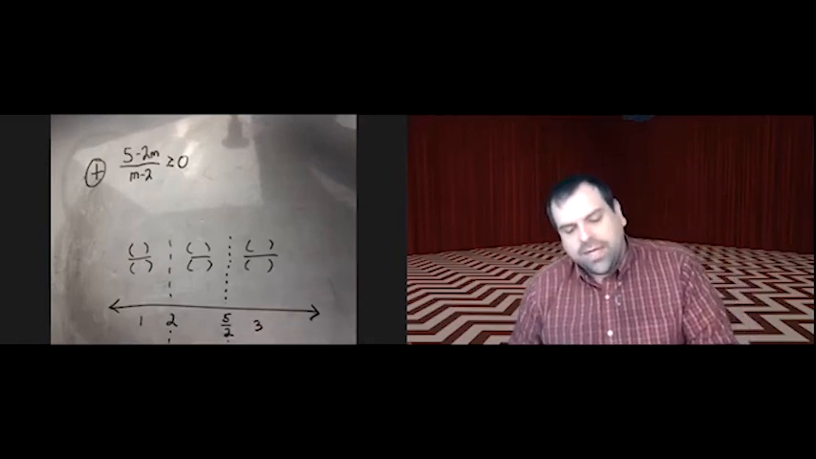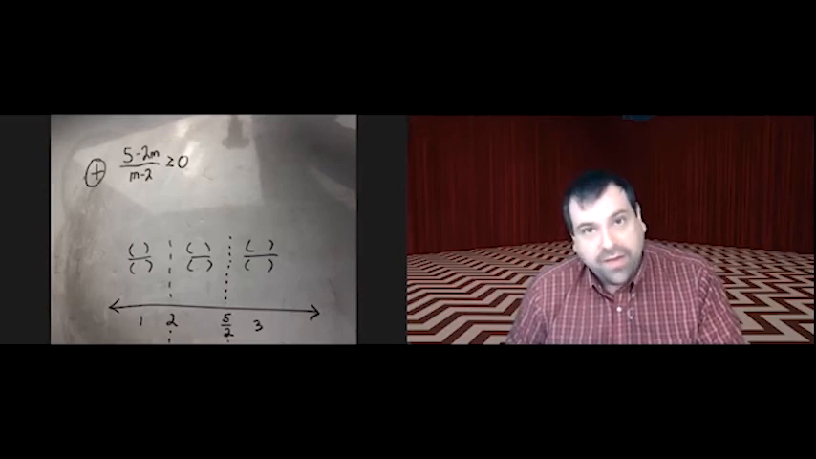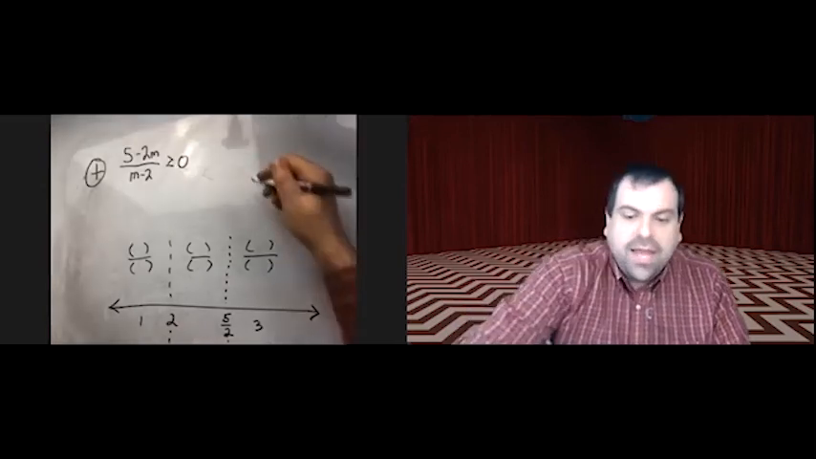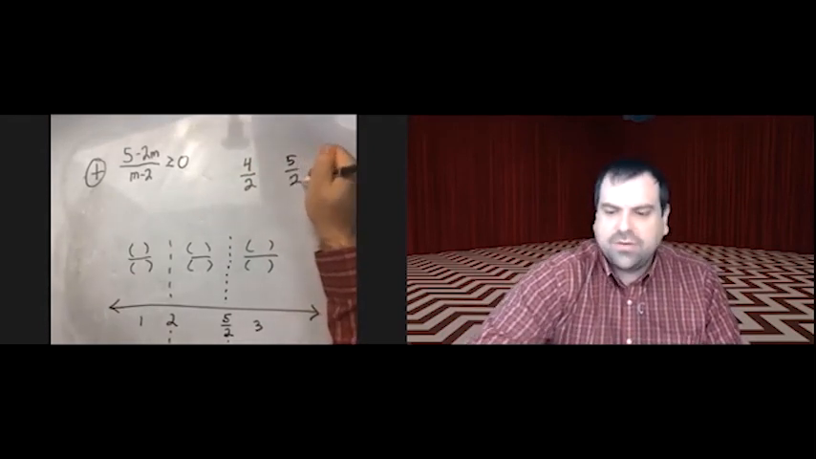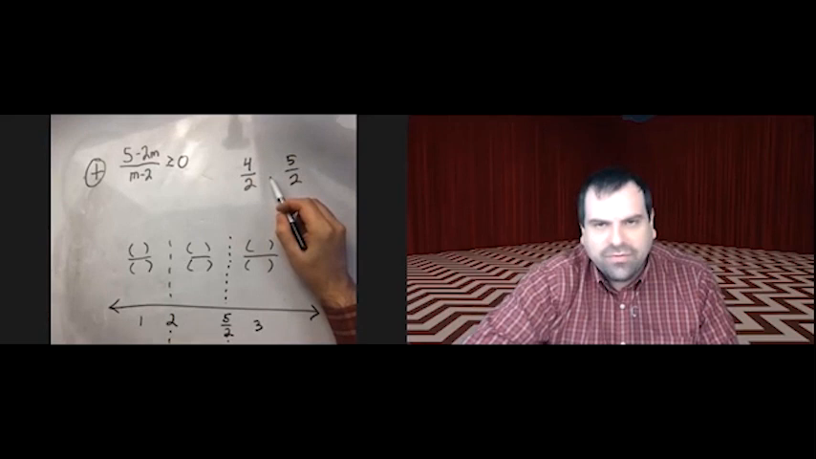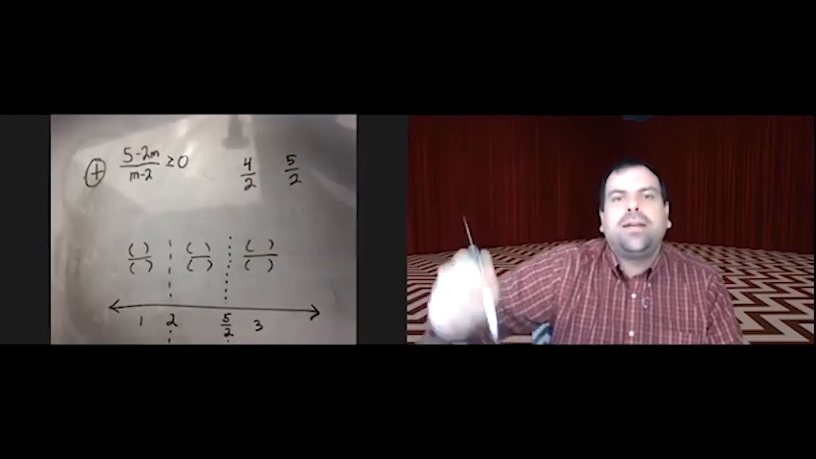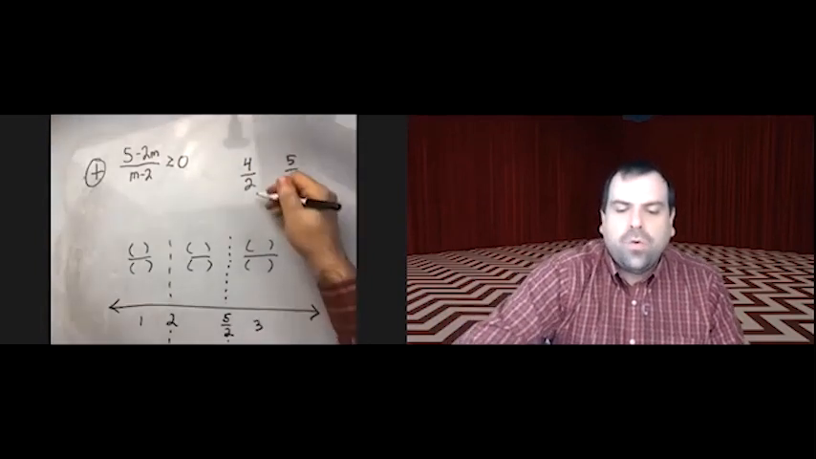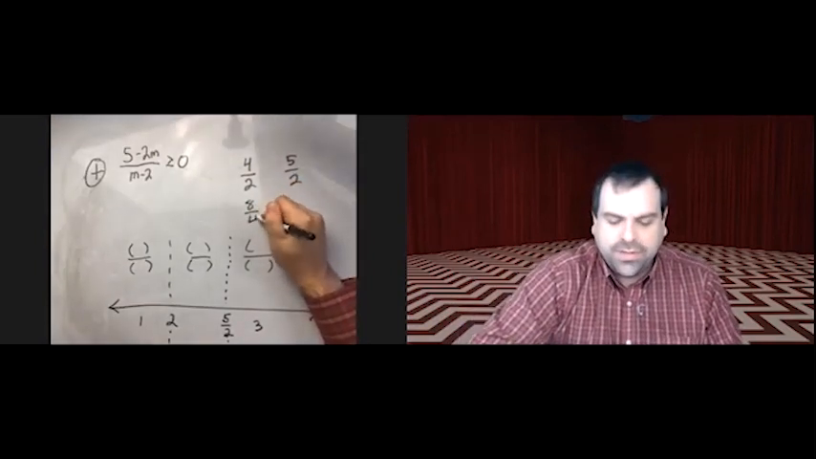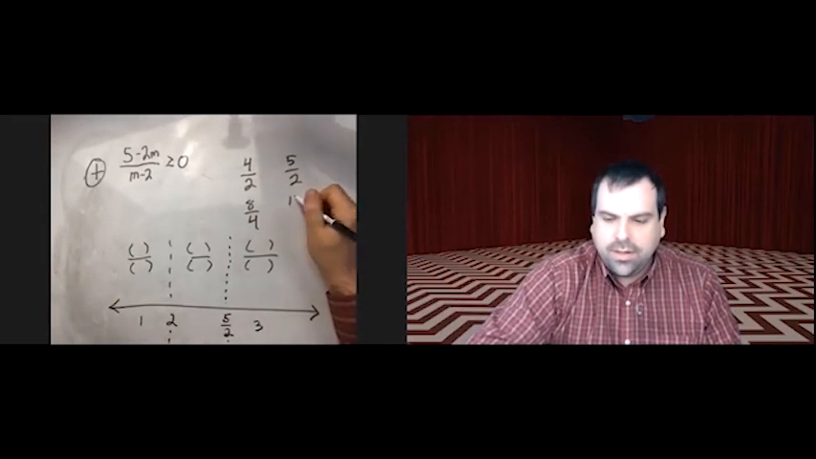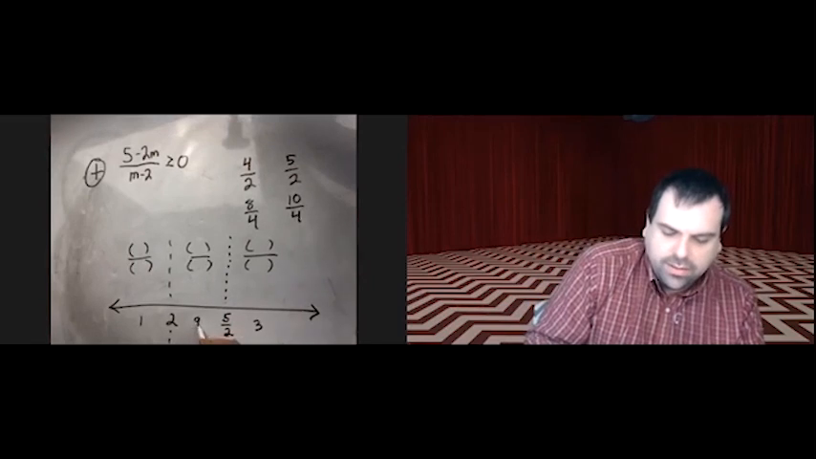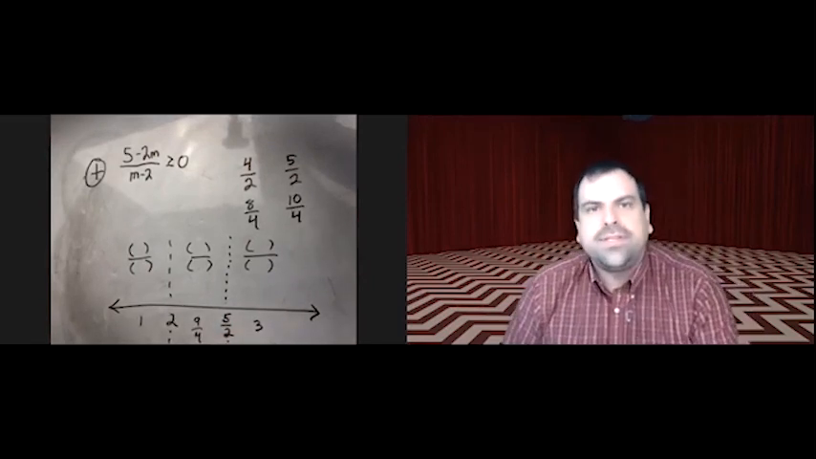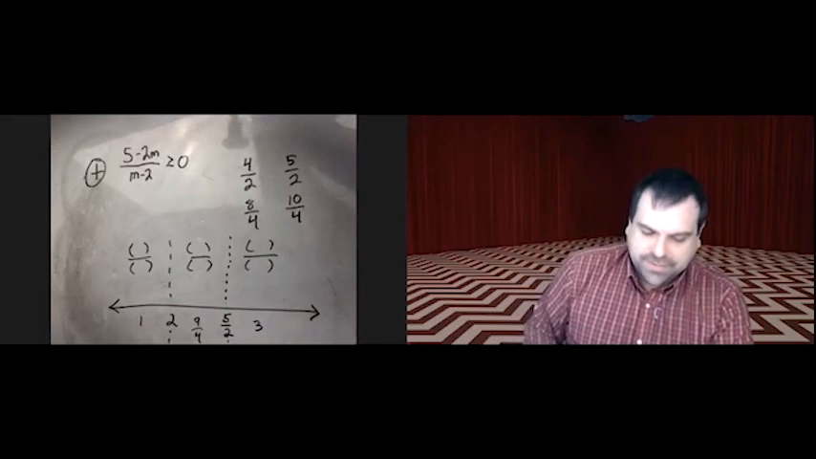What about something between 2 and 5 halves? That would have to be something between 4 halves and 5 halves. And uh-oh, we don't have a number between 4 and 5. So let's boost the denominator. 4 halves would be 8 fourths. 5 halves would be 10 fourths. What's in between? 9 fourths. So we can pick 9 fourths.